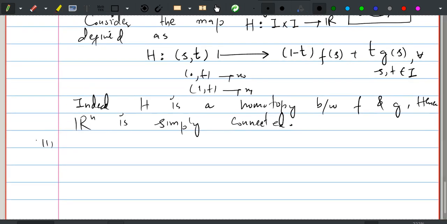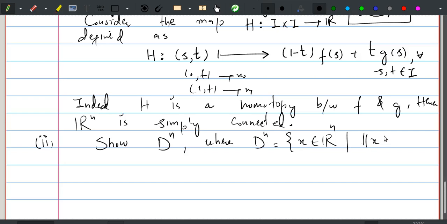Now let us consider another example. This example is left as a home assignment for the viewers. Show that Dn, which consists of all those n-tuples with real components such that the length of these vectors is either 1 or less than 1, is simply connected.